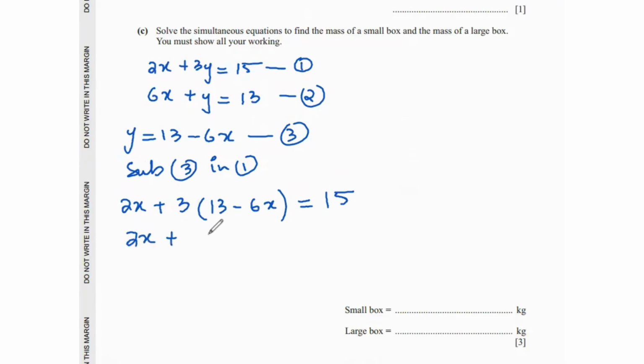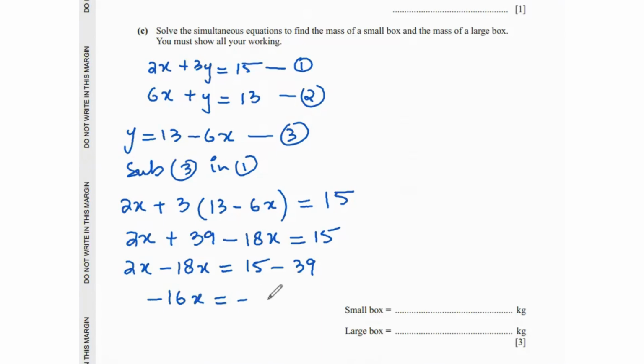Expand the bracket. So that's going to be 39 minus 18x. Collect the like terms on each side. 2x minus 18x equals 15 minus 39. That's negative 16x equals negative 24. x would be negative 24 divided by negative 16, which equals 3/2. That is the value of x.